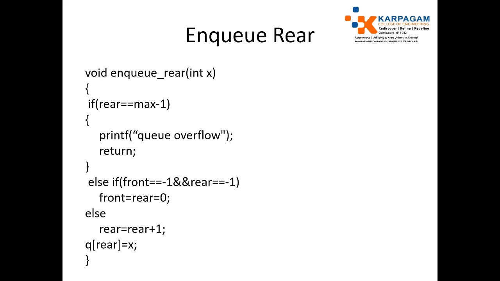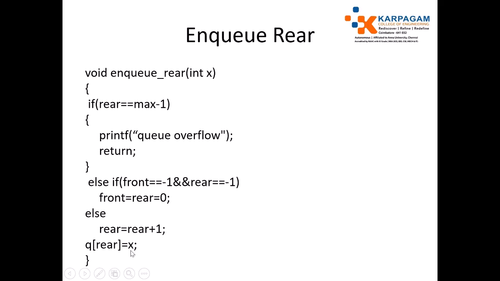First I explain inserting the element at rear, which is equivalent to linear queue only. Here I have named the operation NQ underscore rear, which accepts one argument, that is the element to be inserted, and returns nothing. If rear equals maximum size minus 1, you can say that the queue is overflow. Immediately return. If you are trying to insert the element for the first time, check front equals minus 1 and rear equals minus 1, and set front and rear values to 0. Otherwise, just increment the rear by 1.